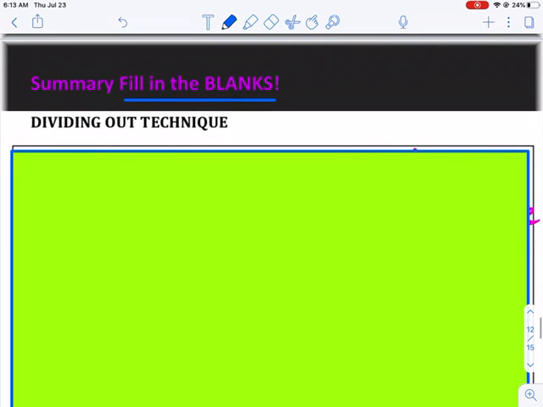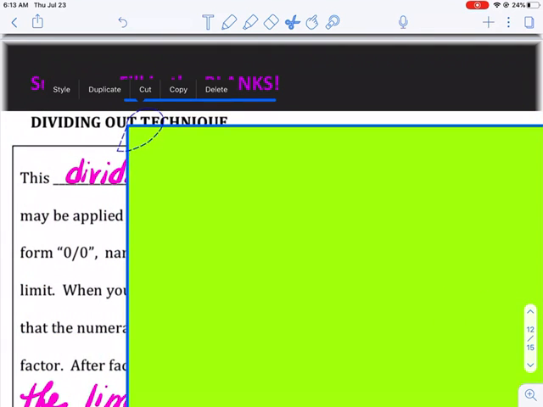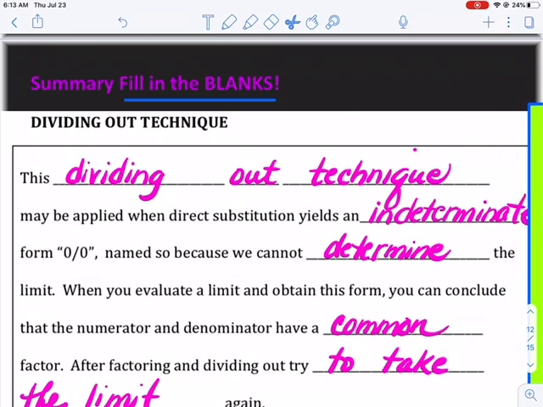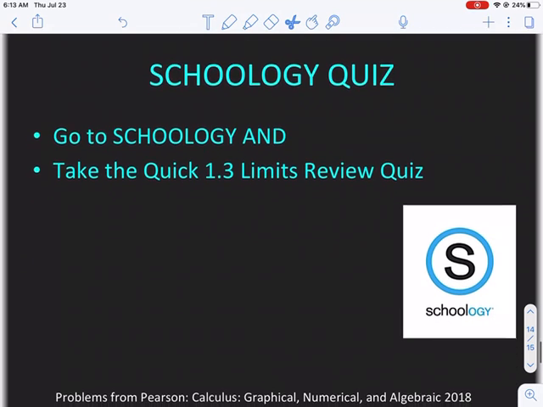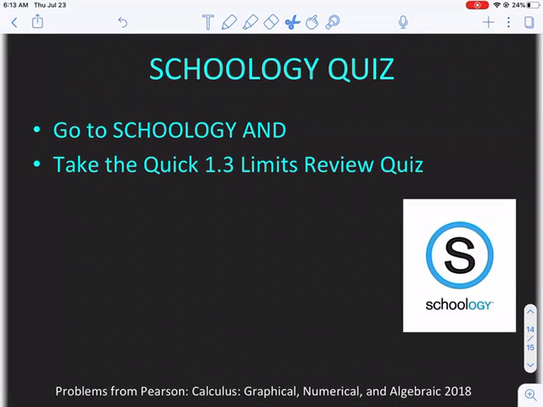Okay, and then for the last thing here, we have a dividing out technique board. Just filling in the blanks, and usually what I'd let you do is take your time and see if you could fill in the blank without me showing it to you. So students would do that, and there you have it. And then for a follow-up, I have a Schoology quiz, and take the time to go back and do the review quiz. I give you 2 opportunities to take that quiz in Schoology, our learning management system.